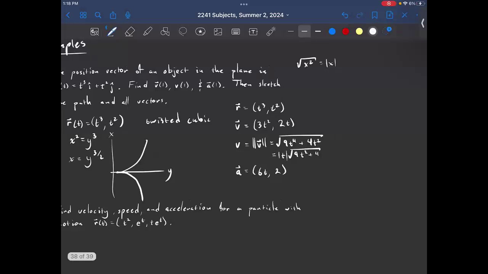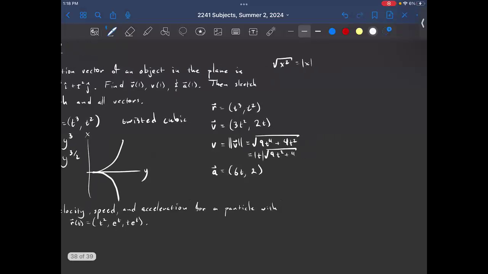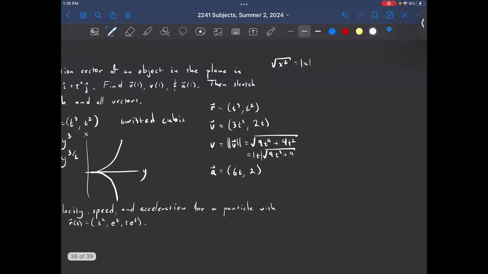Okay, so that's everything that we need, and we need to just plug in 1 for a lot of these things now. So v of 1 is 3, 2. The speed at 1 is, all right, absolute value of 1, square root of 9 plus 4, and this is just the square root of 13. And the acceleration at 1 is the vector 6, 2.